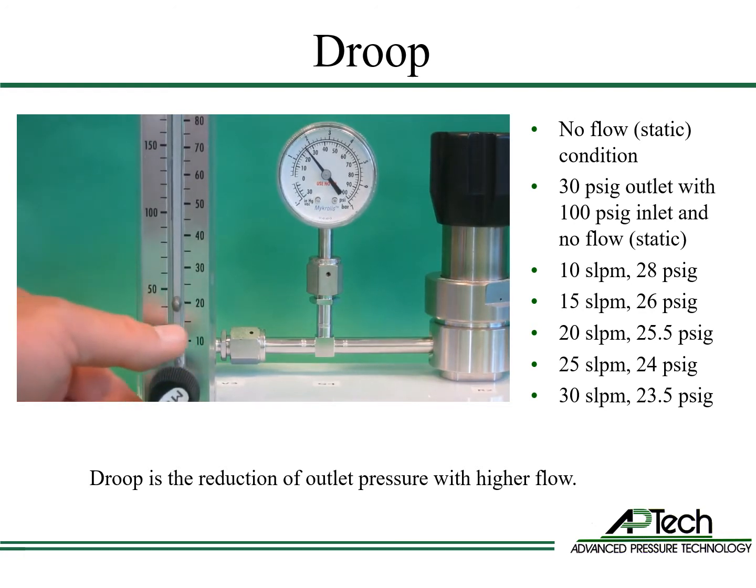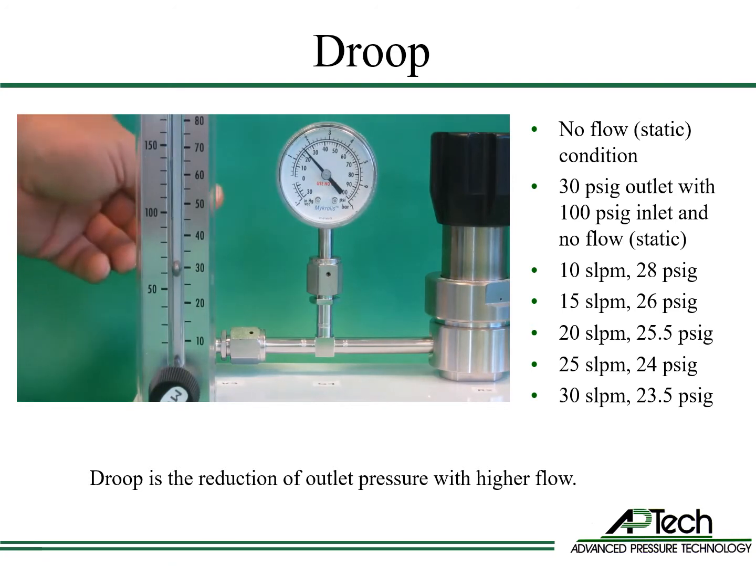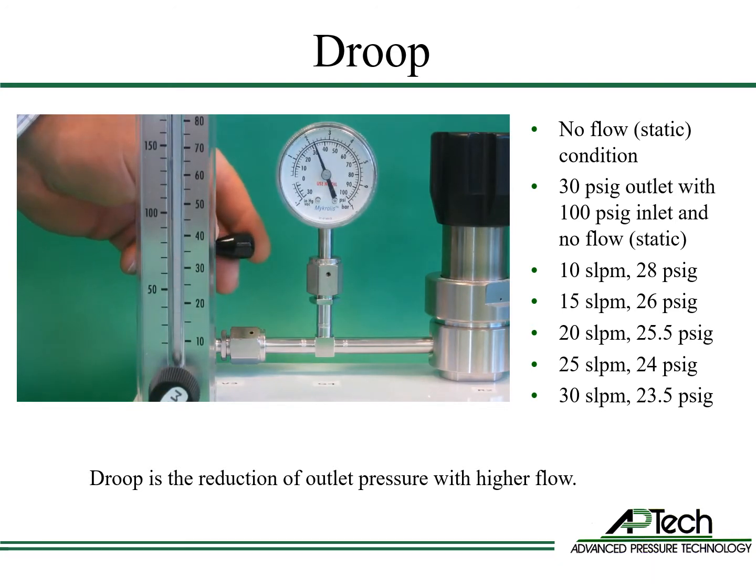As flow increases to 15 liters per minute, the outlet pressure drops to 26 psi. And at 30 liters per minute, the outlet pressure further drops to 23.5 psi. This reduction in outlet pressure with higher flow is called droop.